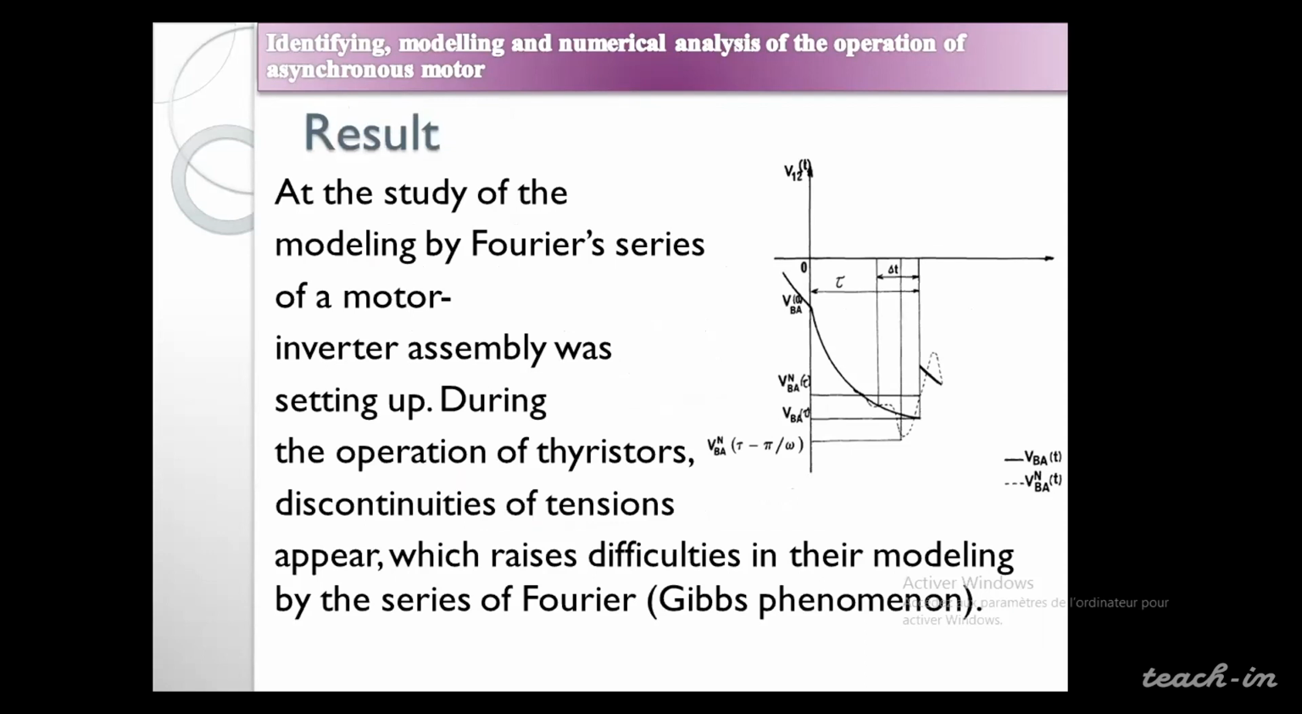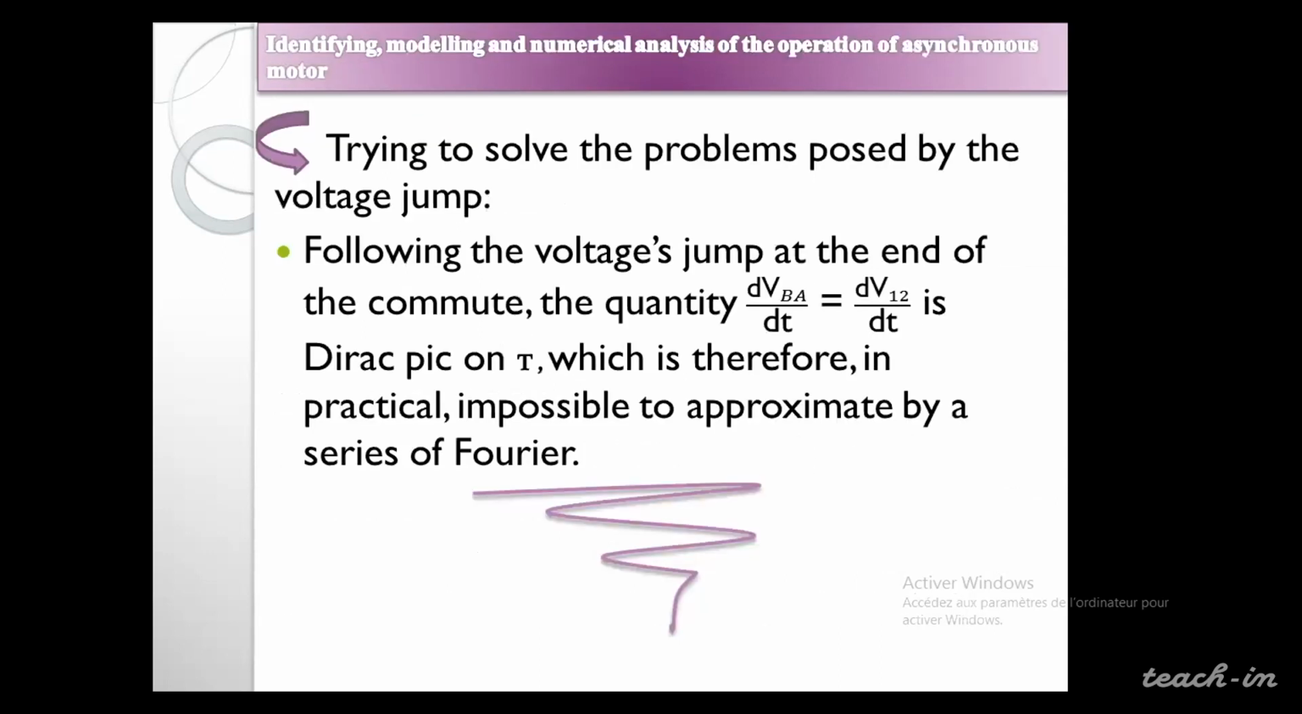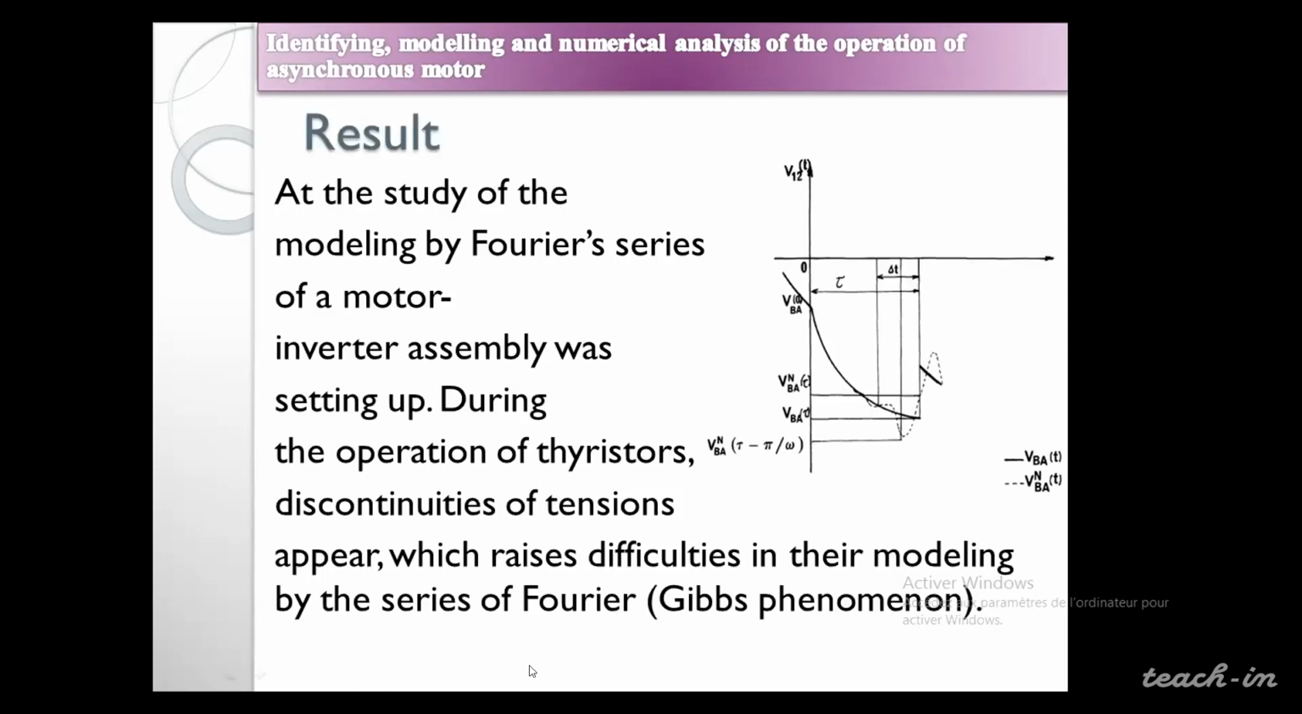As a result, in our fourth part, the study of the modeling by Fourier series of the motor-inverter system was set up. During the operation of thyristors, discontinuities of voltage appear, which raises difficulties in their modeling by Fourier series. We have here the Gibbs phenomenon. This phenomenon shows that we cannot approximate this average with a Fourier series.